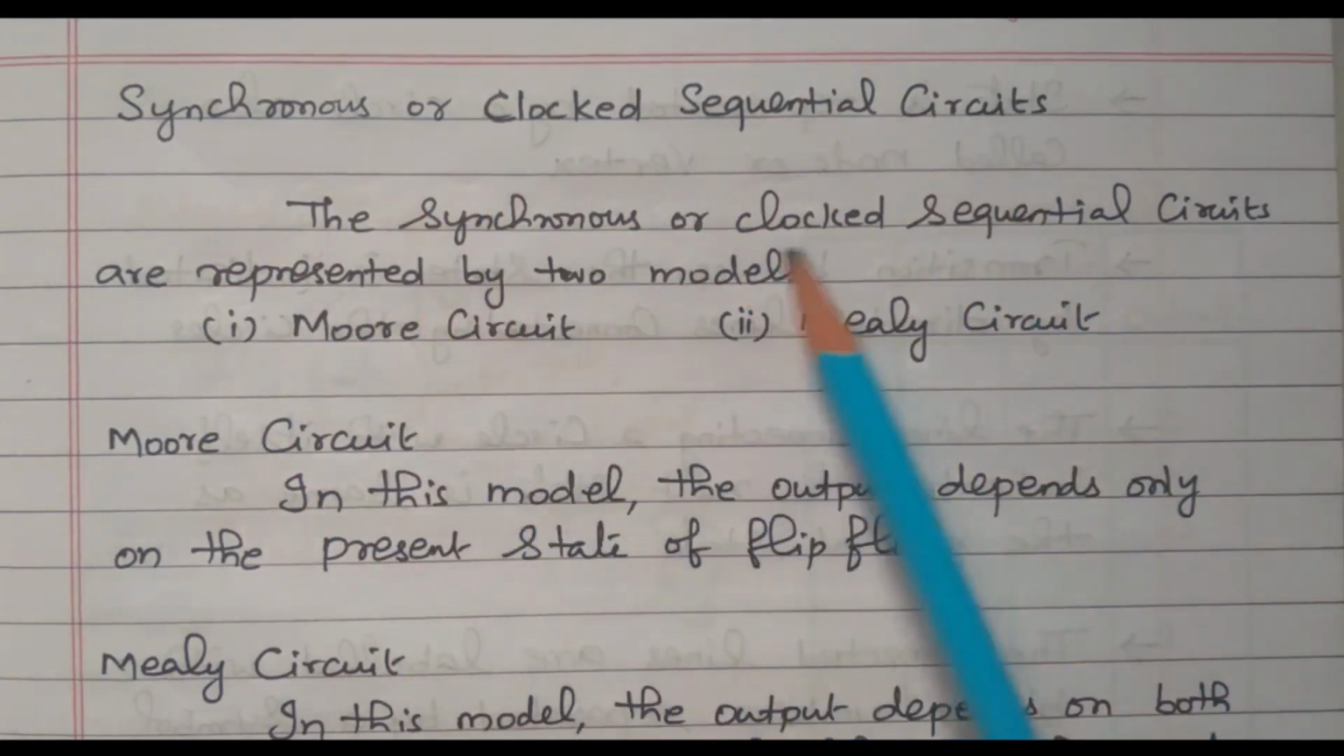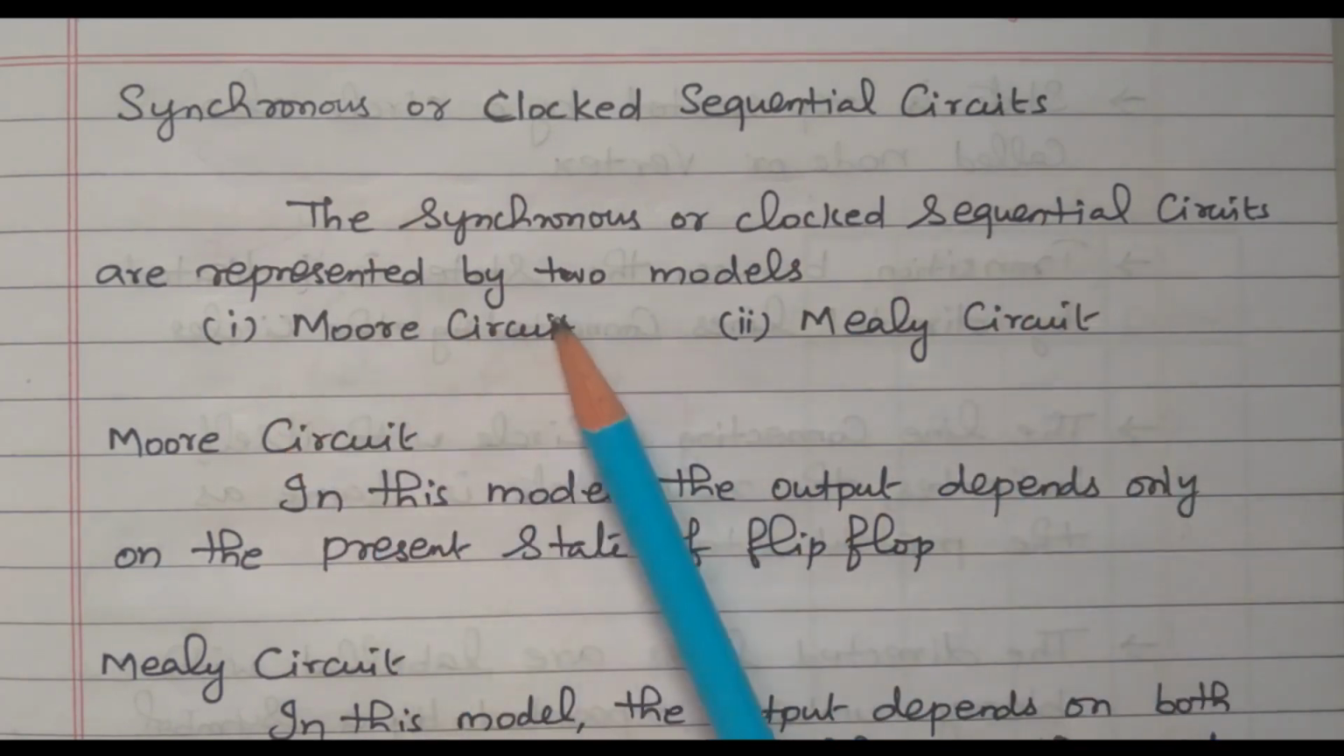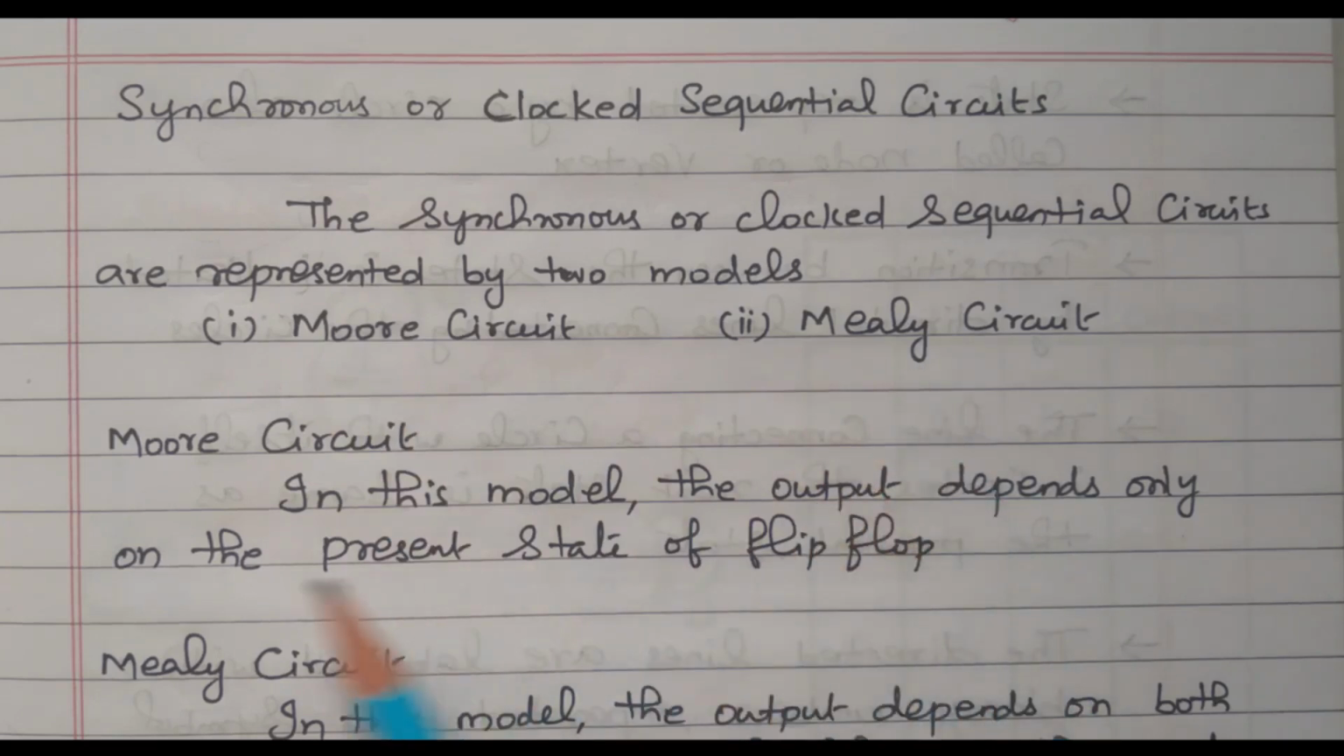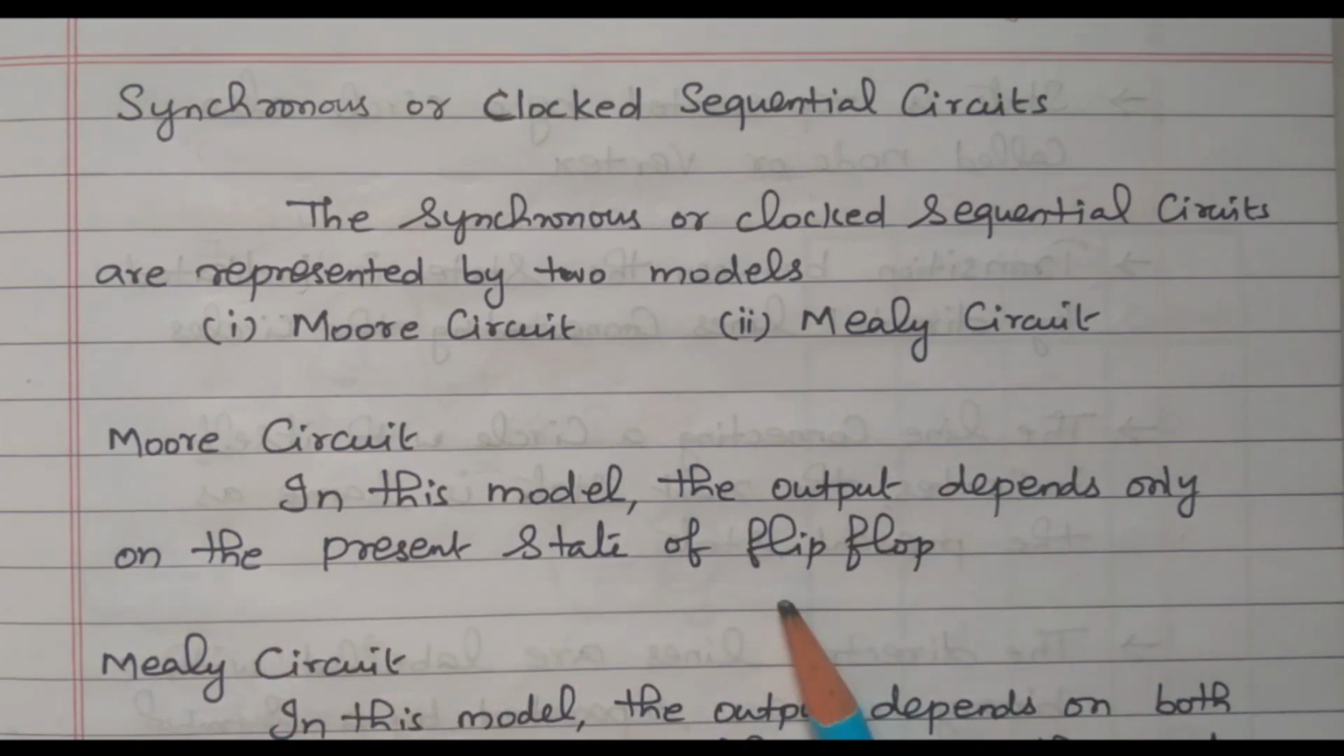The synchronous or clocked sequential circuits are represented by two models. First one is the Moore circuit and the Mealy circuit. The Moore circuit is nothing but, in this model the output depends only on the present state of the flip-flop. The output depends upon only the present state.